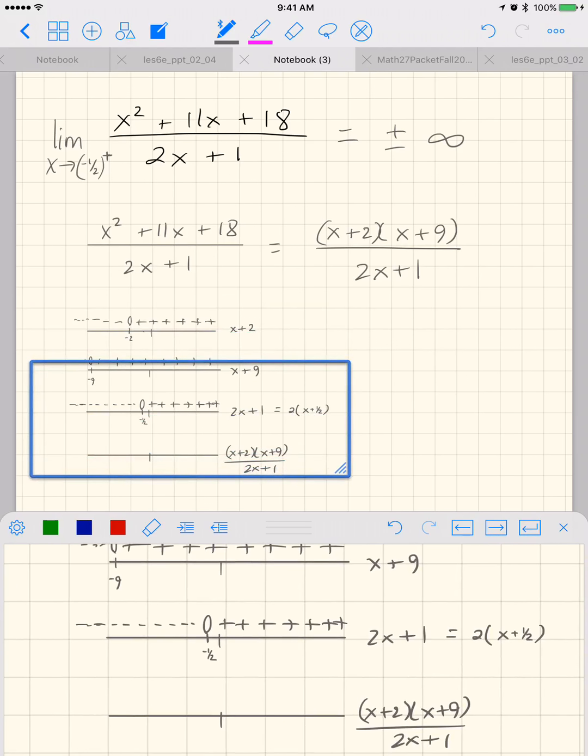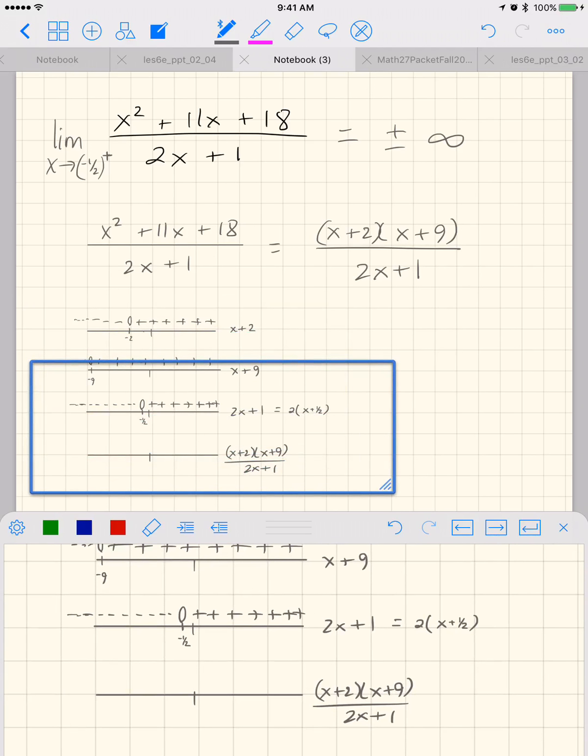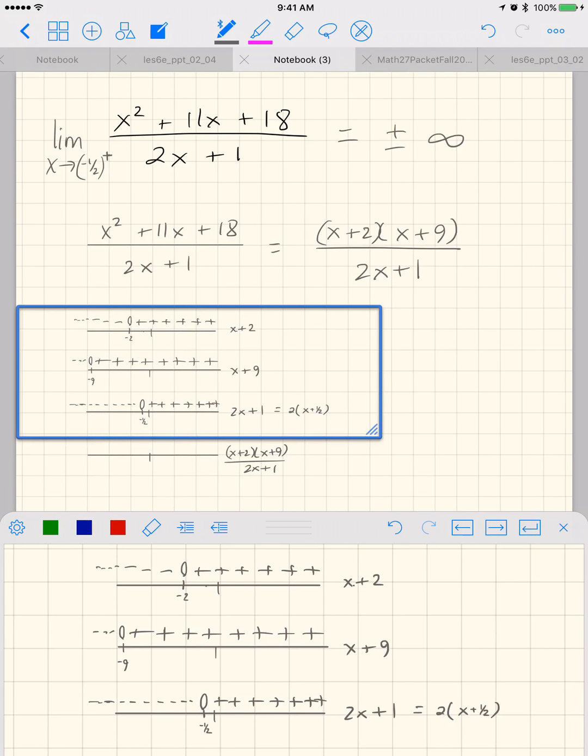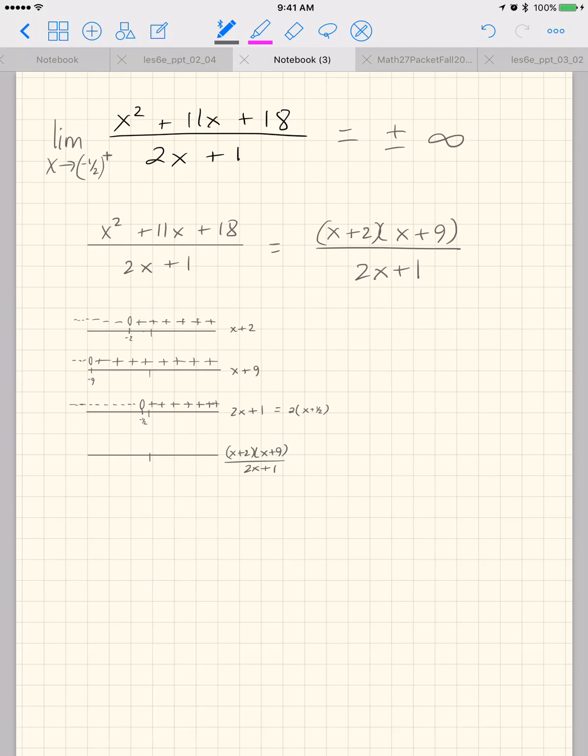Now I'm going to put it all together. So at negative 2, it'll be 0. At negative 9, it'll be 0. And at negative 1/2, it'll be undefined.